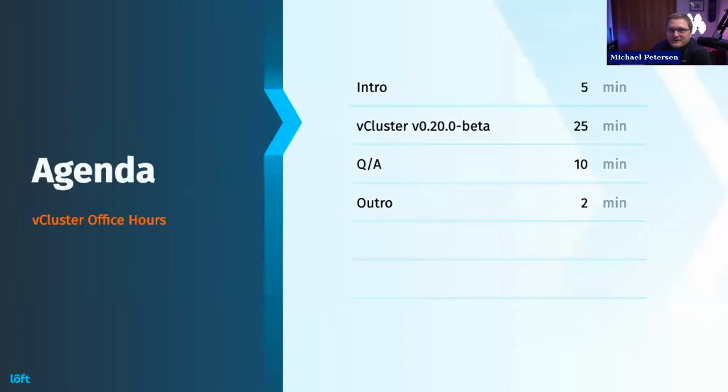So let's get started. Our agenda is going to be our intro. We just kind of did that. It was a lot faster than 5 minutes. We're going to get into vCluster 0.20.0 beta, and then we'll have Q&A and outro. But if you have questions, feel free to ask them while we're actually presenting. I think it might take a little longer for the presentation, and then the Q&A might be more like 5 minutes. But like I said, we can answer as we go through.